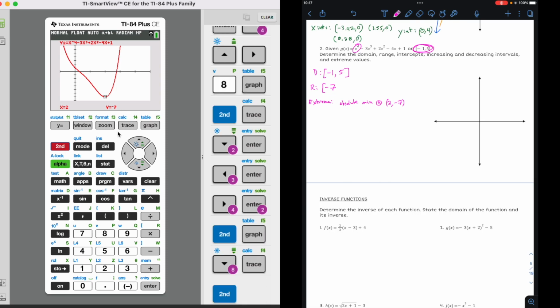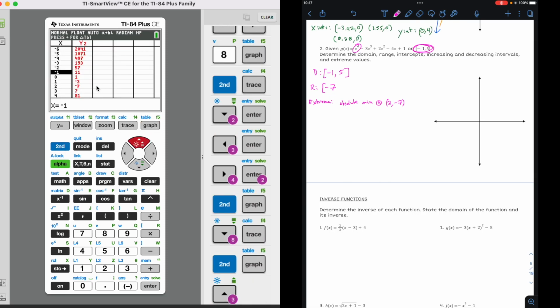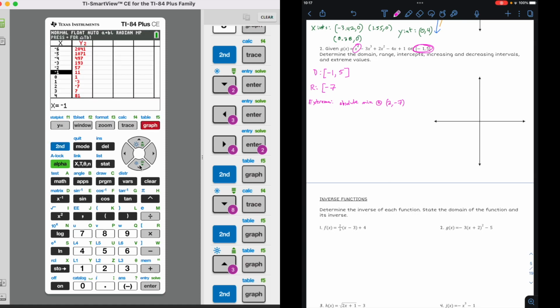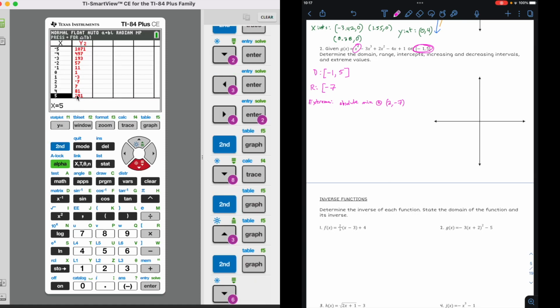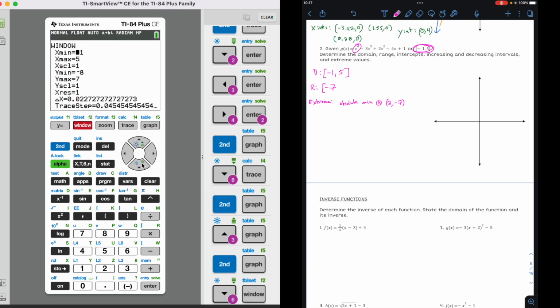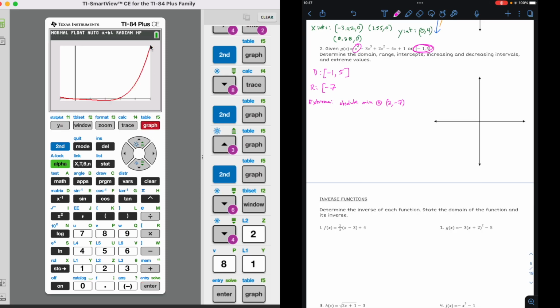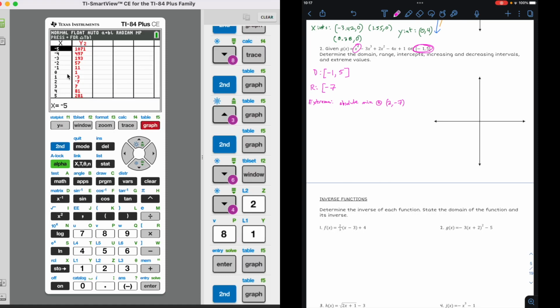So if I go to my table, at -1 we are at 11. So that's the y coordinate on this far left, even though it's off the screen. At +5, we are all the way up at 281. If I were to set my window to 281 on the y-max, we should expect that to be in the top right corner, and it is. That makes the rest of the graph a little weird to look at, but we can say when our x value is 5, our y value is 281, so that is our maximum.